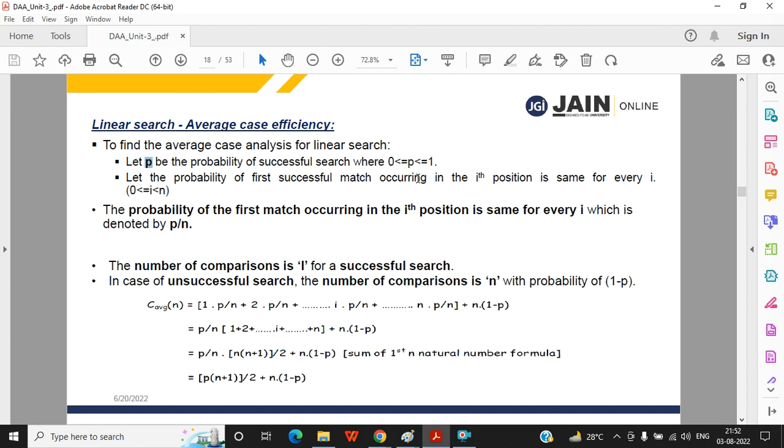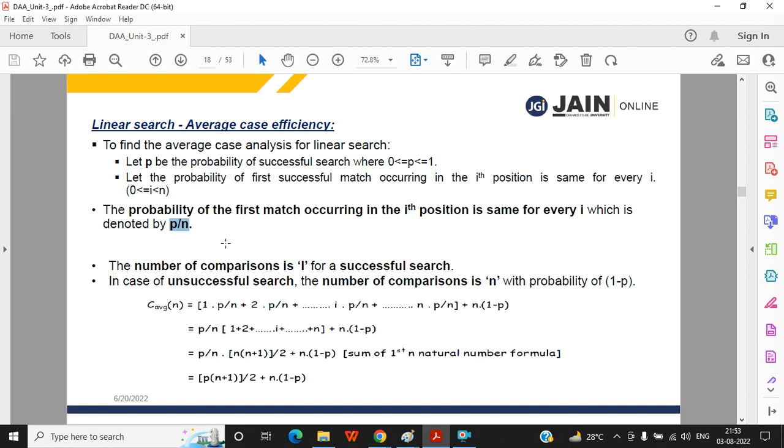So, what will be the probability of finding each element in the array? That is P by N, right? Because the probability of finding an element from the array is equal for every element. If the total probability is P and you have n elements, then what will be the probability of finding one element? P by n. It is the average because we are finding the average. So P by n is the average probability of finding each and every element.